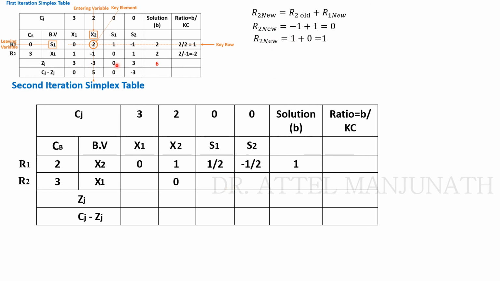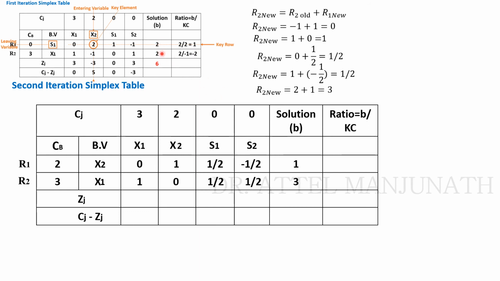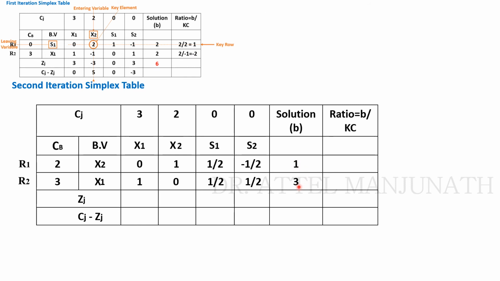So now take 1, the row 2 old value, plus the new value of row 1, which is 0, you will get 1. Similarly for this one, 1 by 2 you will get, and for this, 1 by 2. Here R2 old is 1, and R1 new is minus 1 by 2, so you get 1 by 2 here. Similarly, when it comes to the solution column, it is 2 here, the old value is 2 and the new value of the cell is 1, so it comes to 3, the solution value.